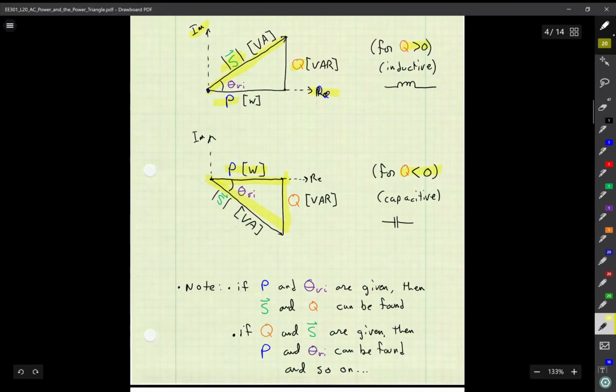One more thing to note is that if you have a triangle here and you're given two of the four characteristics of that triangle, then I can find the other two. So if I know that I have power, and that's given to me in a problem, and the power factor angle, then I can find S and Q by trigonometric identities. Likewise, if they were given to me Q and S, then I could find P and the power factor angle and so forth. Any two, I could find the other two, and it's just a trigonometric relationship with a right triangle, and I can find what those values are.